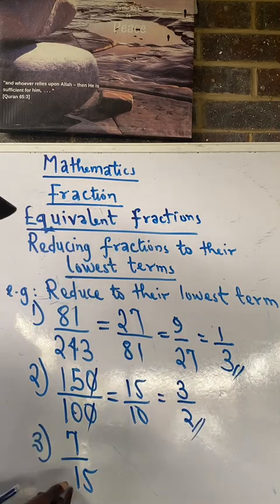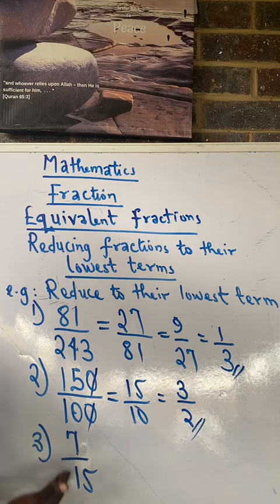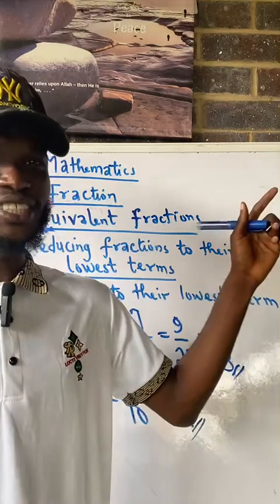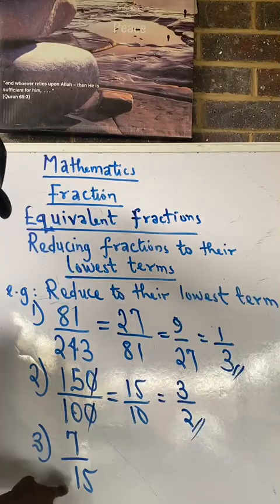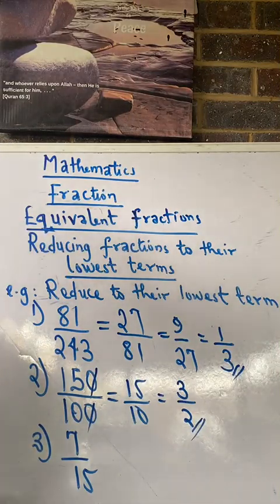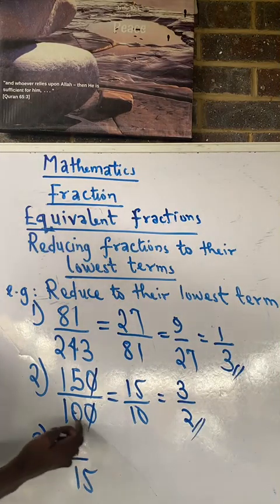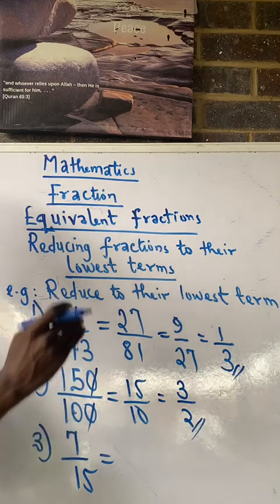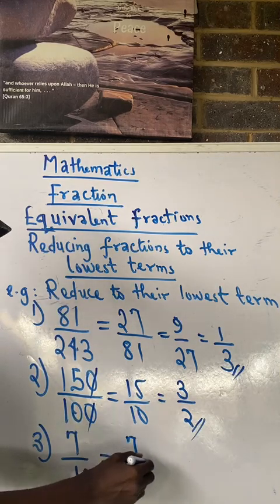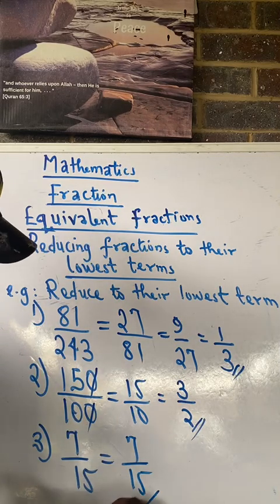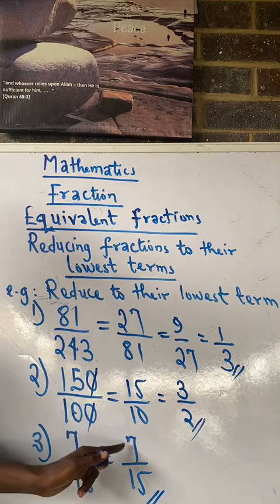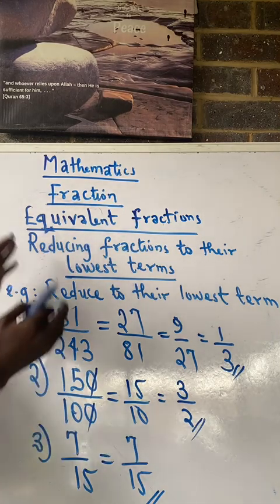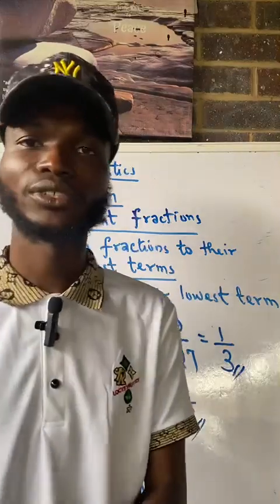Now for the third one, 7 over 15. Is there any number that can go in both? Let's think about it. Any number in 7 and 15? Nothing, none except 1. So that means this particular fraction is already in its lowest term. The question is the answer; we just write it back. So this is how we reduce fractions to their lowest term.